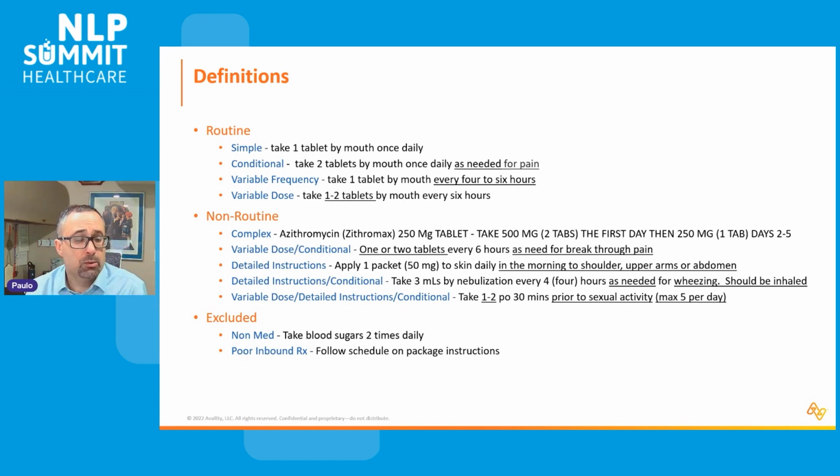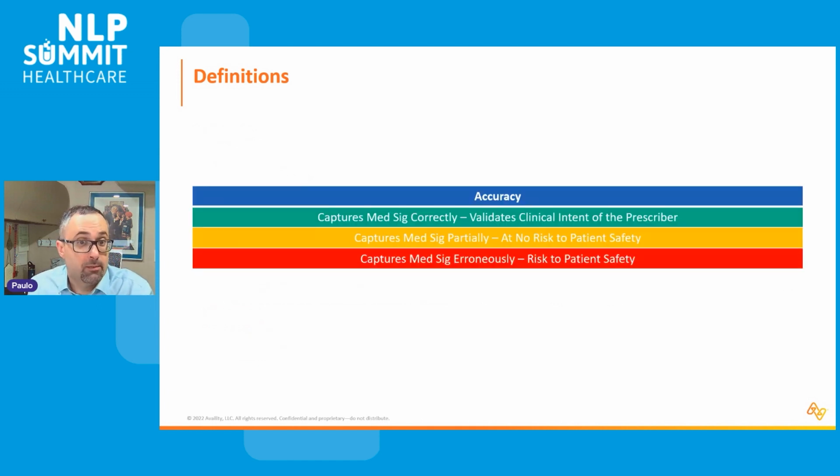In terms of the excluded, we excluded those that were non-medication, things like take blood sugars 2 times a day, or a poor inbound prescription, which is follow the schedule on the package inserts, for example, which we didn't obviously take through to kind of test the validity of our combined solution here.